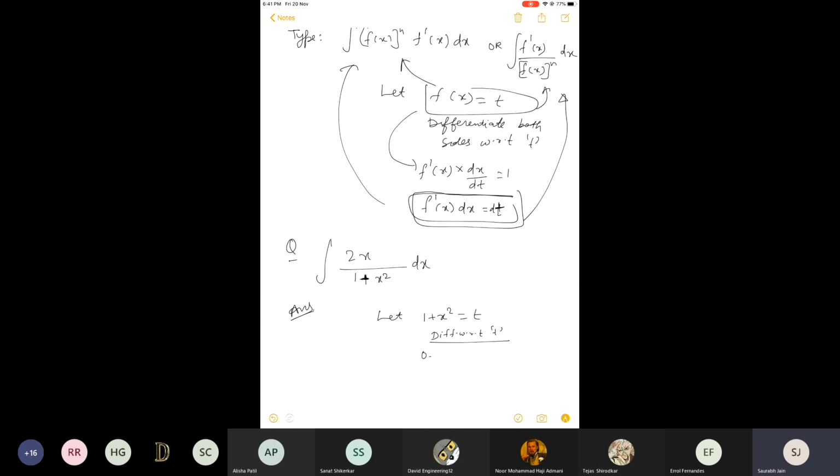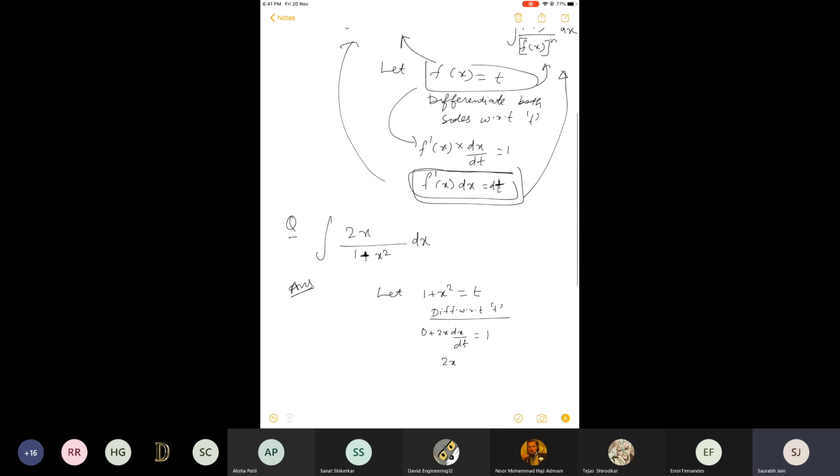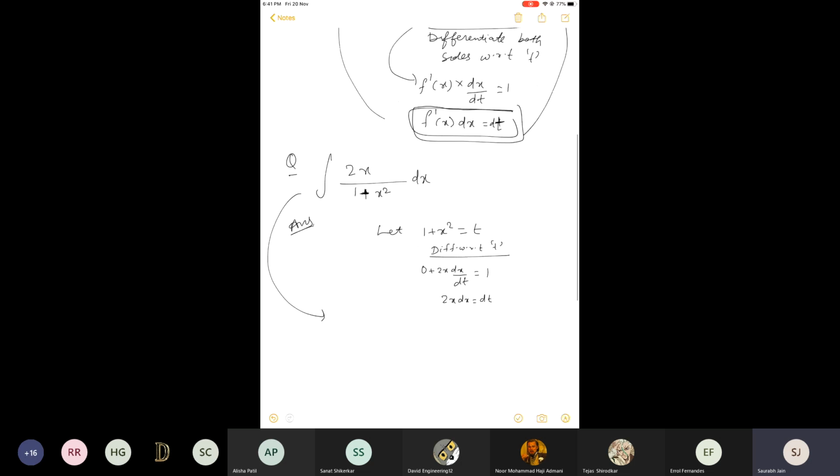Differentiation of 1 is 0. Differentiation of x square is 2x. Then differentiation of x is dx by dt, and differentiation of t is 1. So 2x dx is dt. Now after doing this, we will get the answer in the next step. In the numerator it is 2x dx, that is dt, and in the denominator it is t.